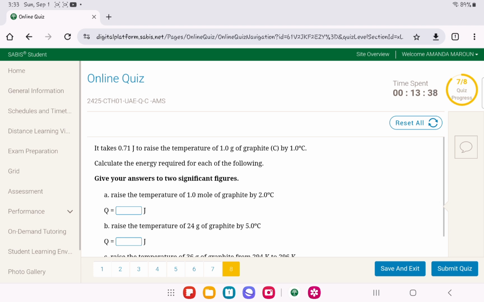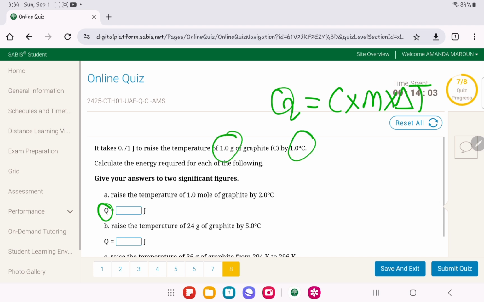The final question, number 8. It takes 0.71 joules to raise the temperature of 1 gram of graphite by 1 degree Celsius. Calculate the energy required for each of the following. So they're asking for what? For Q. We know the equation for Q is equal to C times M times delta T. So let us find our C. We have 1 gram here and 1 degree Celsius. So directly, this is our C.